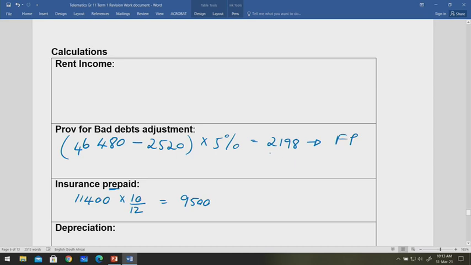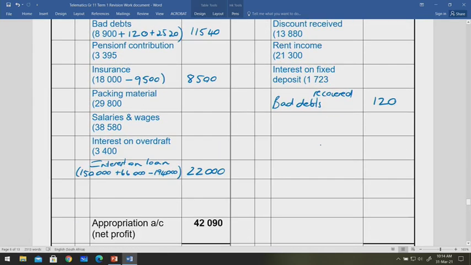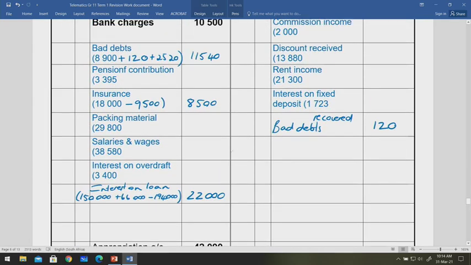But now to make the adjustment, currently the adjustment is 2,400. So obviously it must decrease. It must go from 2,500 less to 2,198. So there's a difference of 302 rand. So our adjustment decreases, therefore the provision for bad debts adjustment will be income, will be shown on the credit side of our profit and loss account. Provision for bad debts adjustment.